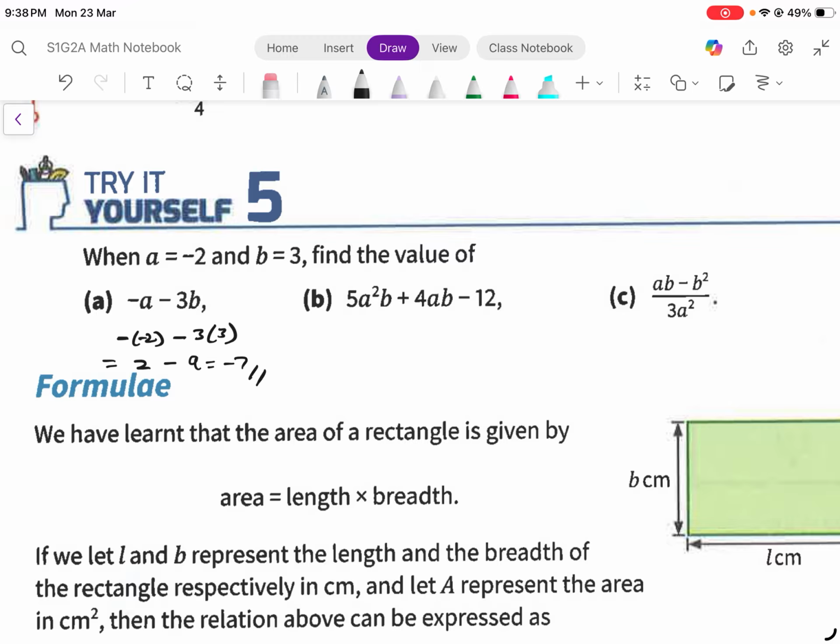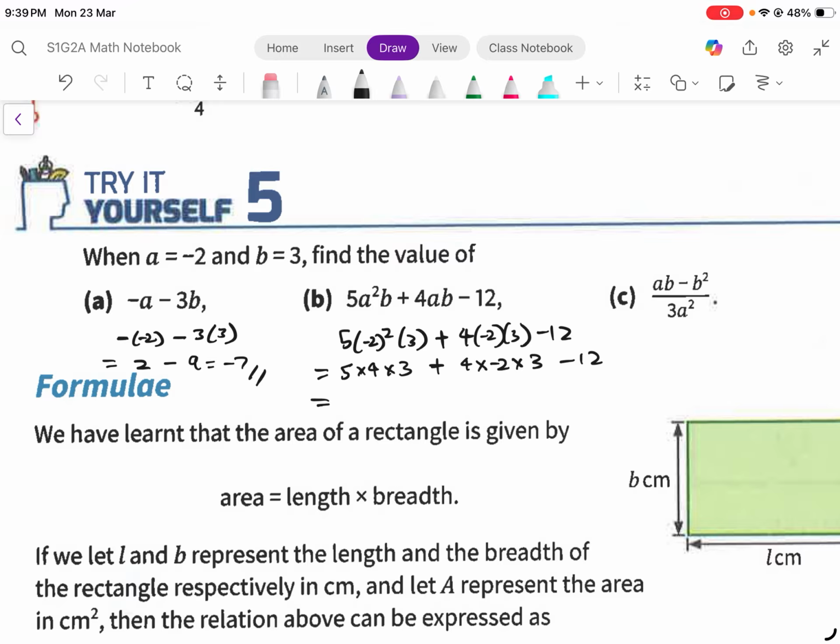Okay, easy. So this will be 5 times (minus 2) squared times 3, plus 4 times (minus 2) times 3, minus 12. So minus 2 squared is 4, right? So 5 times 4 times 3, plus 4 times minus 6, right? Minus 12. So after that you can use the calculator.